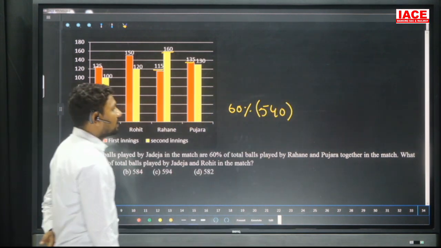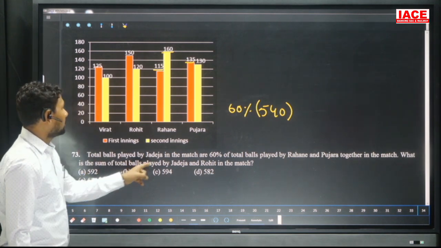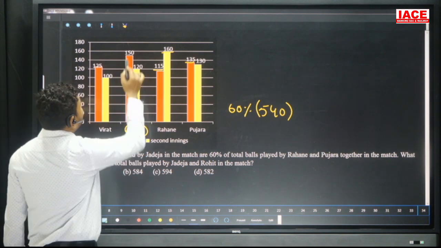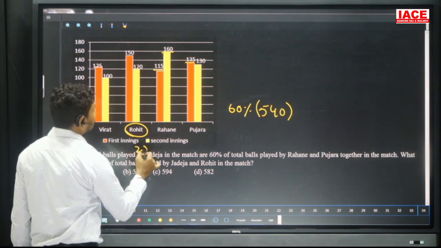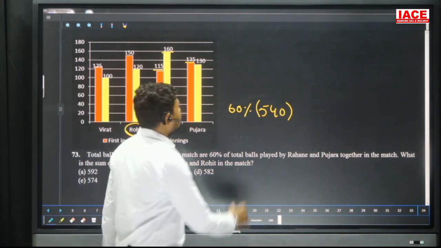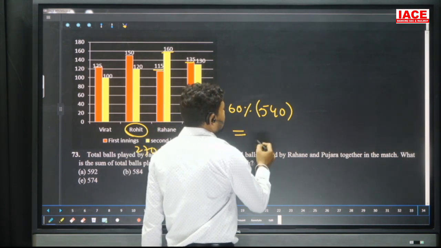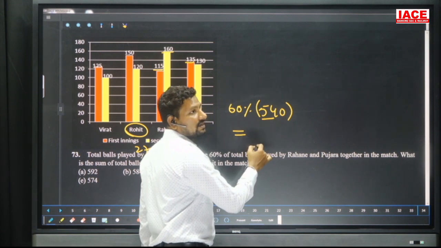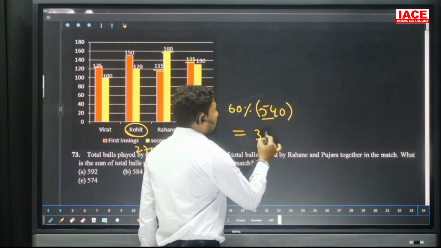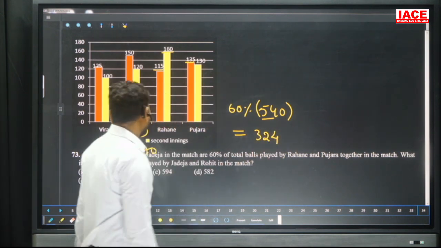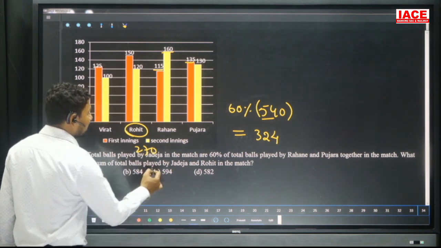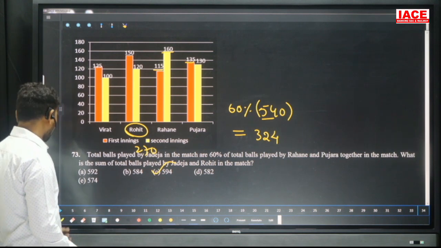540 together in the match. What is the sum of the total balls played by Jadeja and Rohit in the match? So Rohit's value required is 150 plus 120, which is equal to 270, and 60 percent of 540. 50 percent value is 270 and an extra 54 added to 270 is 324. 324 is added to 270, which is equal to 594. 594 is equal, option is C.